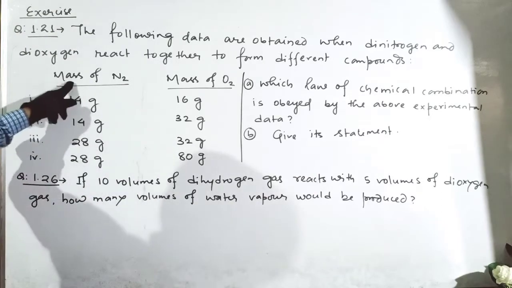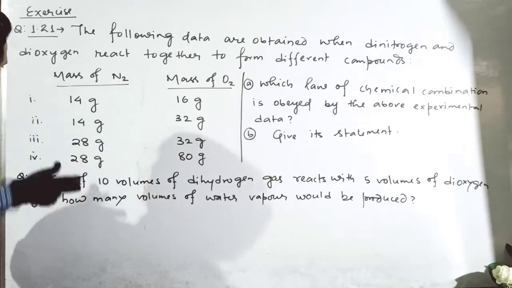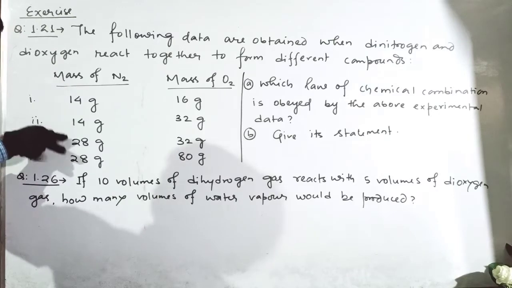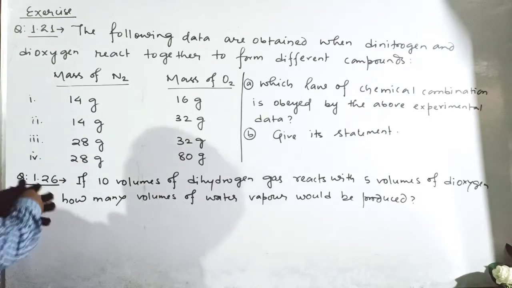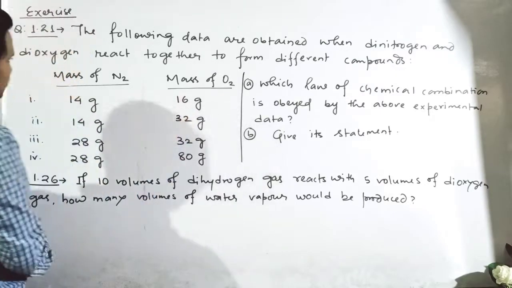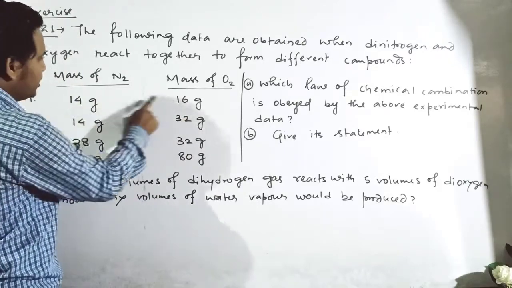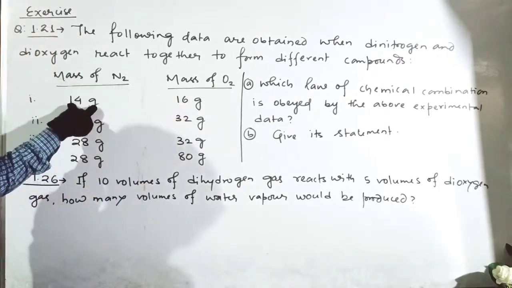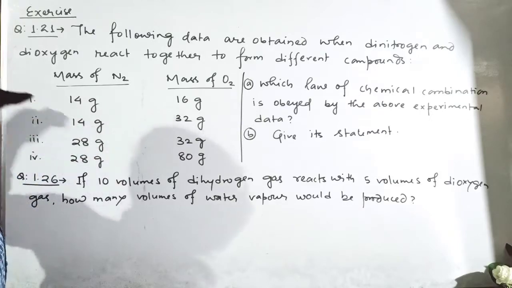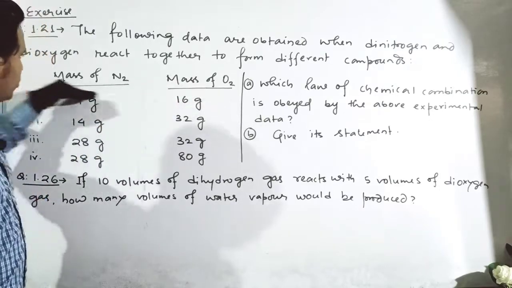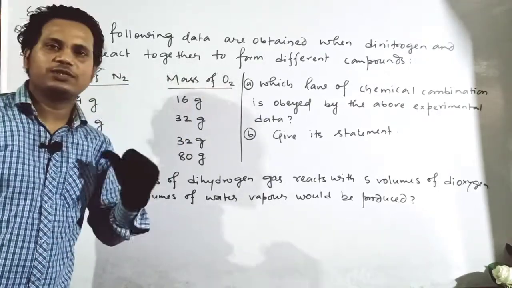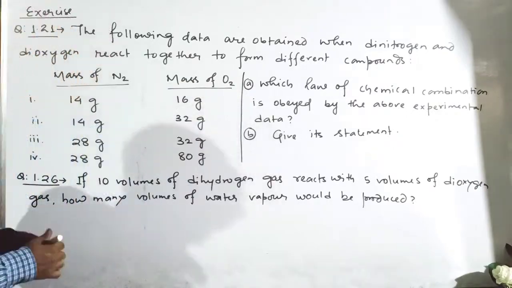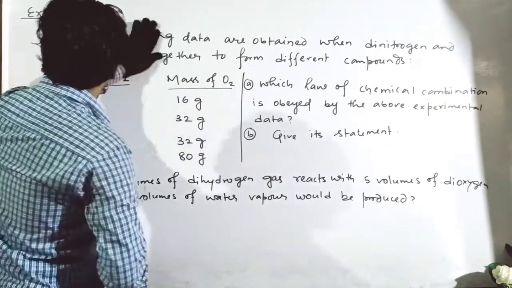See, the mass of nitrogen is fixed: 28, 28, 14, 14. So if we multiply by 2, we can't multiply in one term only. If we have to multiply, then both dinitrogen and dioxygen, we have to multiply.